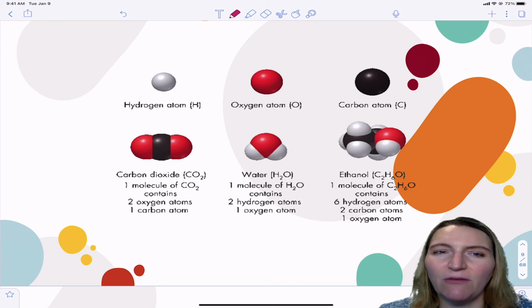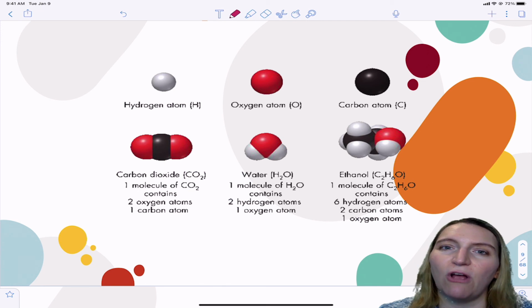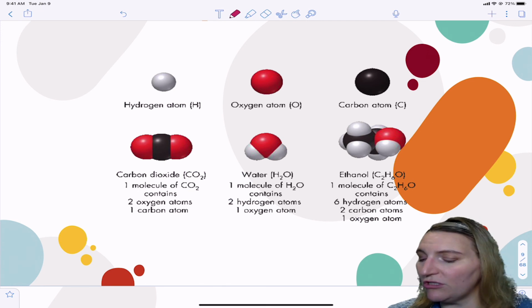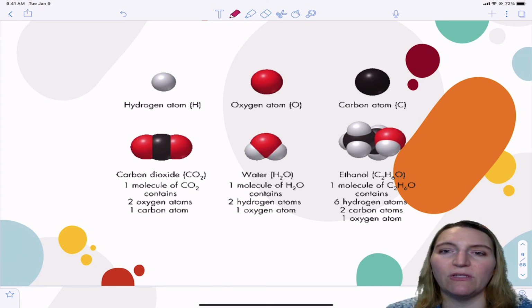We have very specific colors that we use for elements. Hydrogen is always represented with white. Oxygen is always represented in red, for fire. Carbon is always black. If you think of soot or coal or petroleum, those are black, so carbon is black. The one that's not pictured here is nitrogen. Nitrogen, as we saw earlier, is often blue. So this is just a quick overview of some ways that you may see molecules expressed.